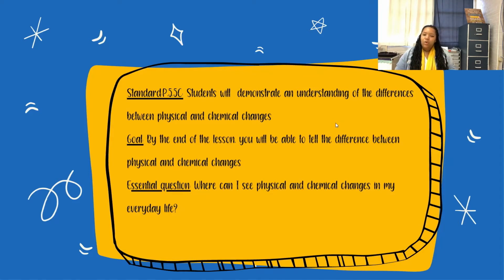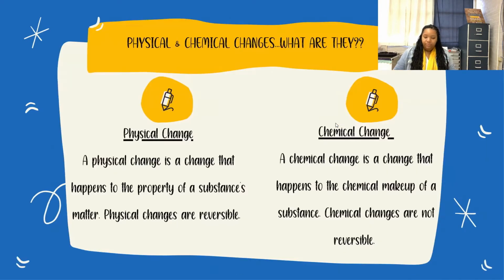And the essential question that we want to keep in our minds as we learn is where can we see physical and chemical changes in our everyday lives? So we want to be able to say, I noticed a change in matter. It's physical or it's chemical.